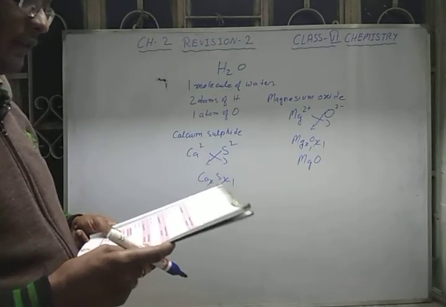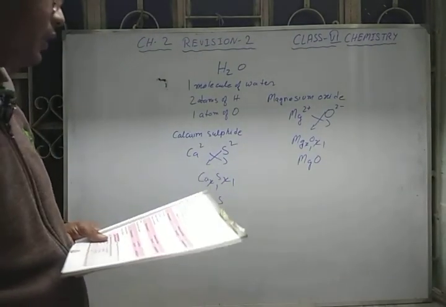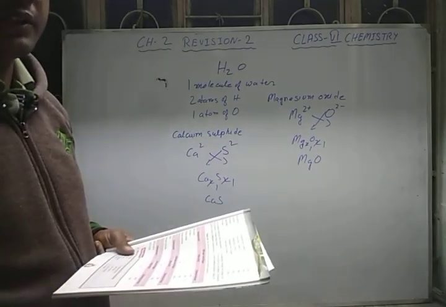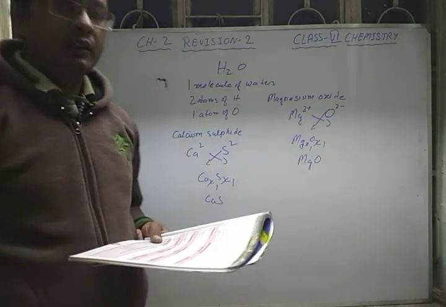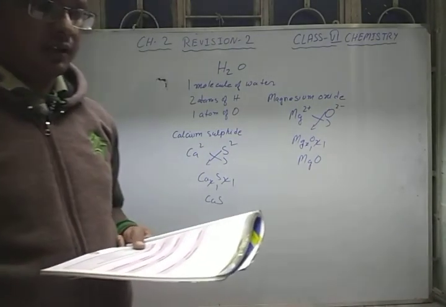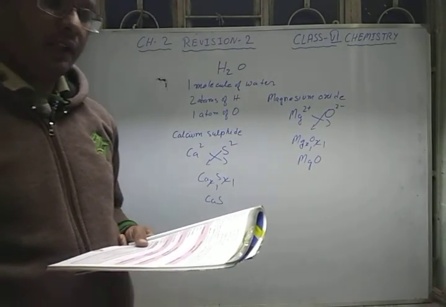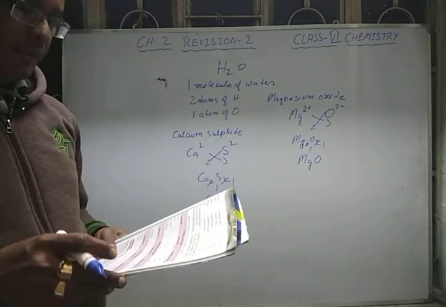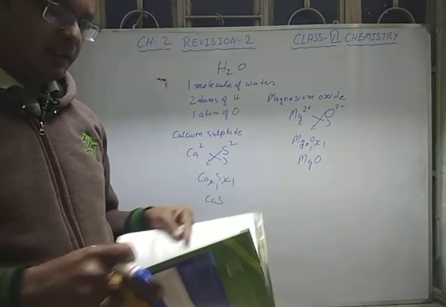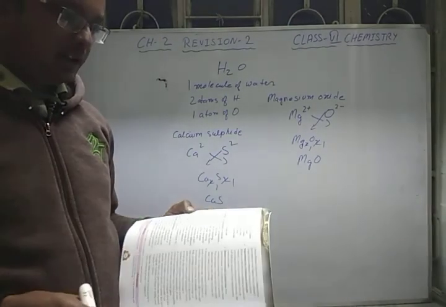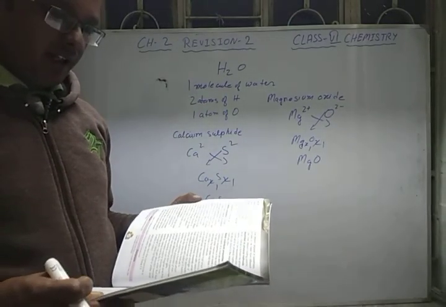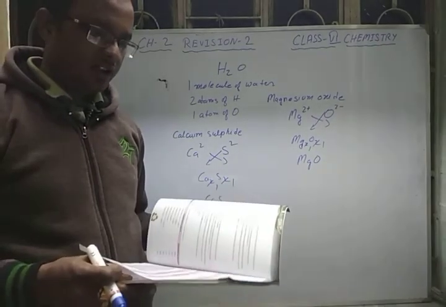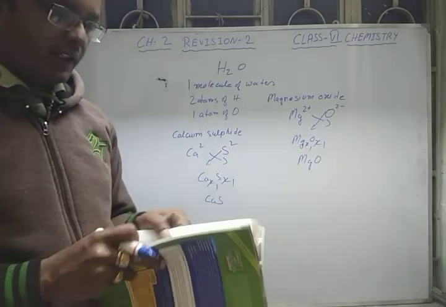So in this way you can write the formula of any compound if you know the constituent elements present in the compound, their valency and their symbols. You can frame any chemical formula. Okay students, I hope you have understood how to write a chemical formula, atomicity, valency. So you should learn all the charts given in your book. This is very important.